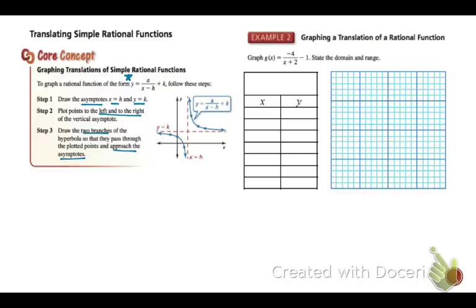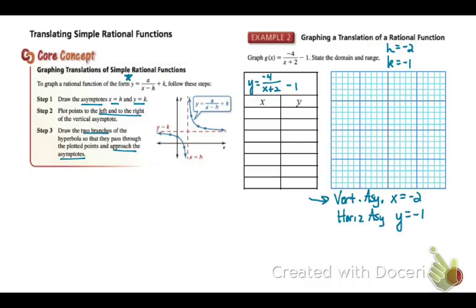So let's look at our example 2. We're going to graph negative 4 over x plus 2 minus 1. So my h value, remember it's the opposite of what we see, it's negative 2, and my k value is negative 1. So right away I know where my vertical and my horizontal asymptotes are. My vertical asymptote is the h value, and my horizontal asymptote is the k value.